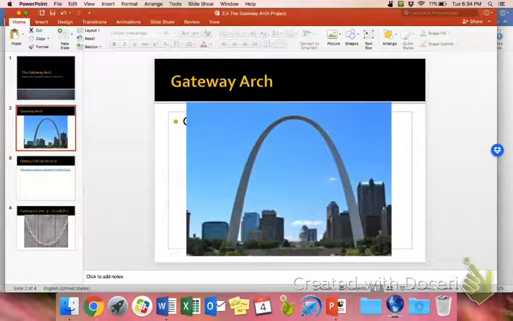Okay, first of all, this is the Gateway Arch. It's in St. Louis, Missouri. If you haven't seen it before, it's just a large arch. You can go up in it, and it's approximately quadratic.